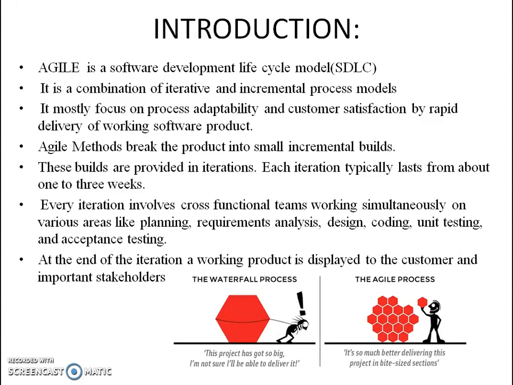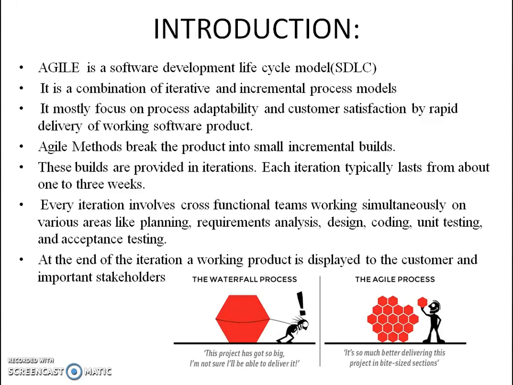In order to overcome this disadvantage, we have come up with Agile model. So Agile model is a combination of iterative and incremental process models, wherein each iteration typically lasts for about 1 to 3 weeks. And each iteration is a combination or set of framework activities. So what are framework activities? Communication, planning, modeling, construction and deployment are nothing but set of framework activities.